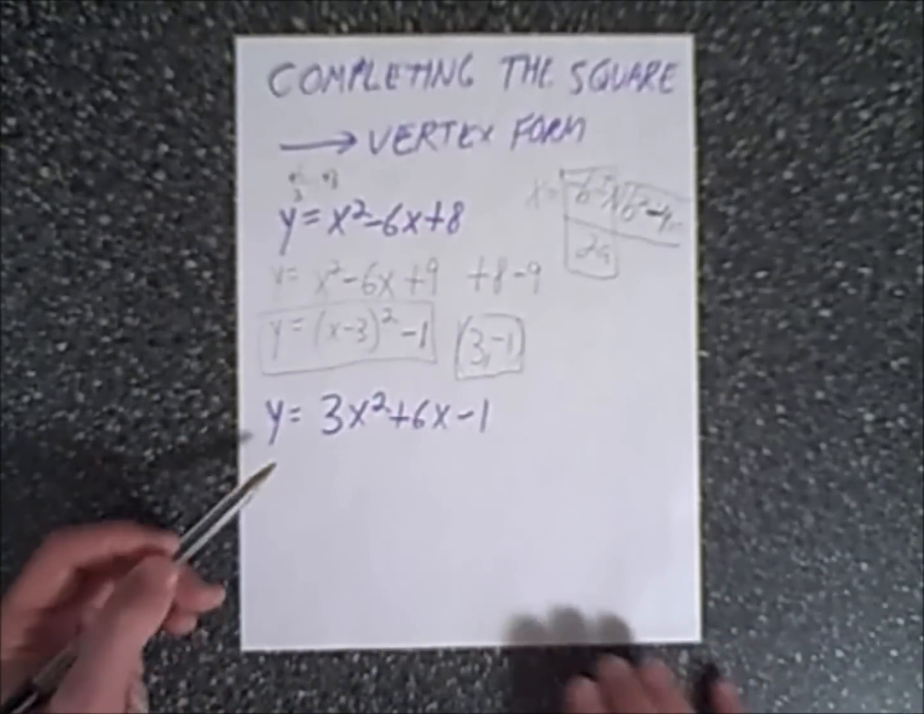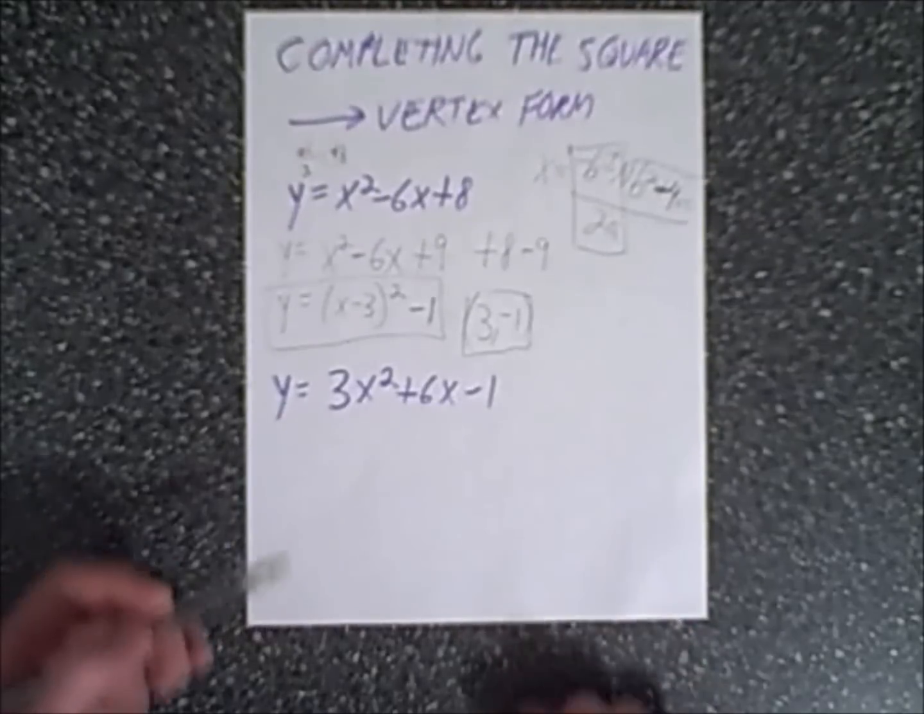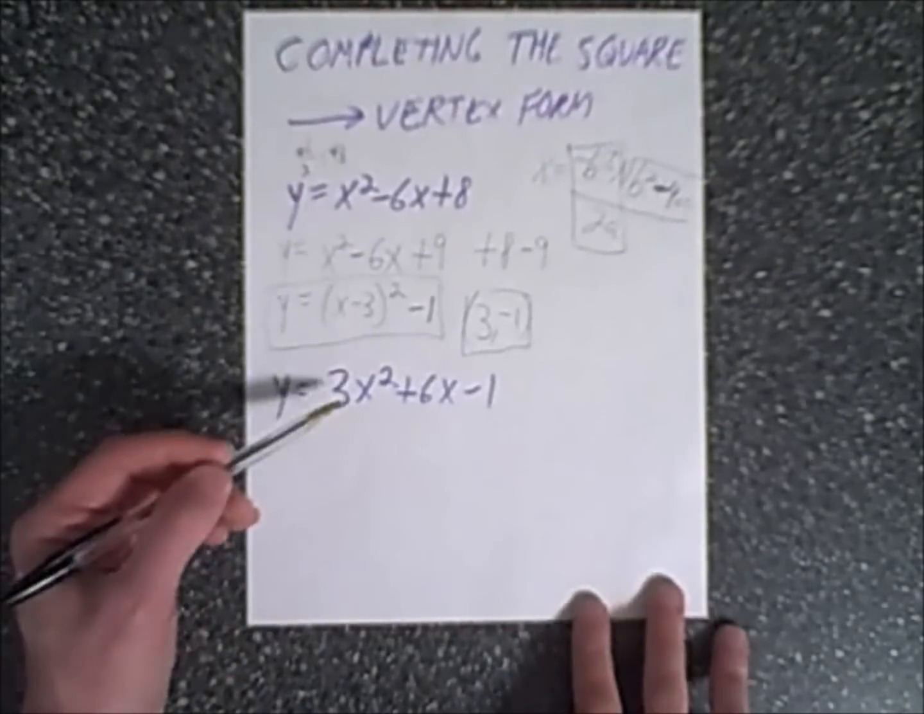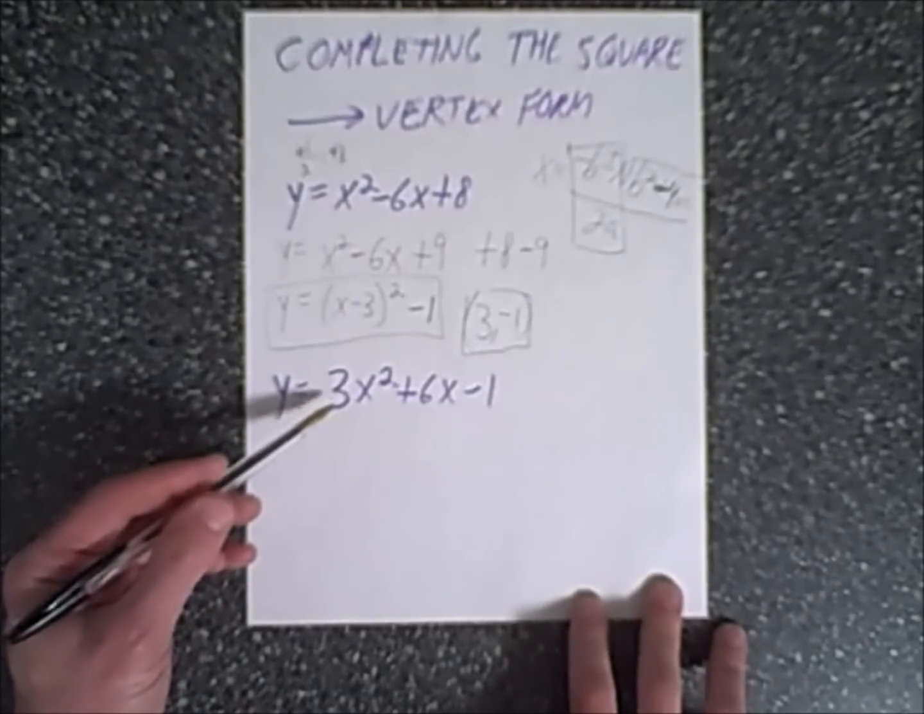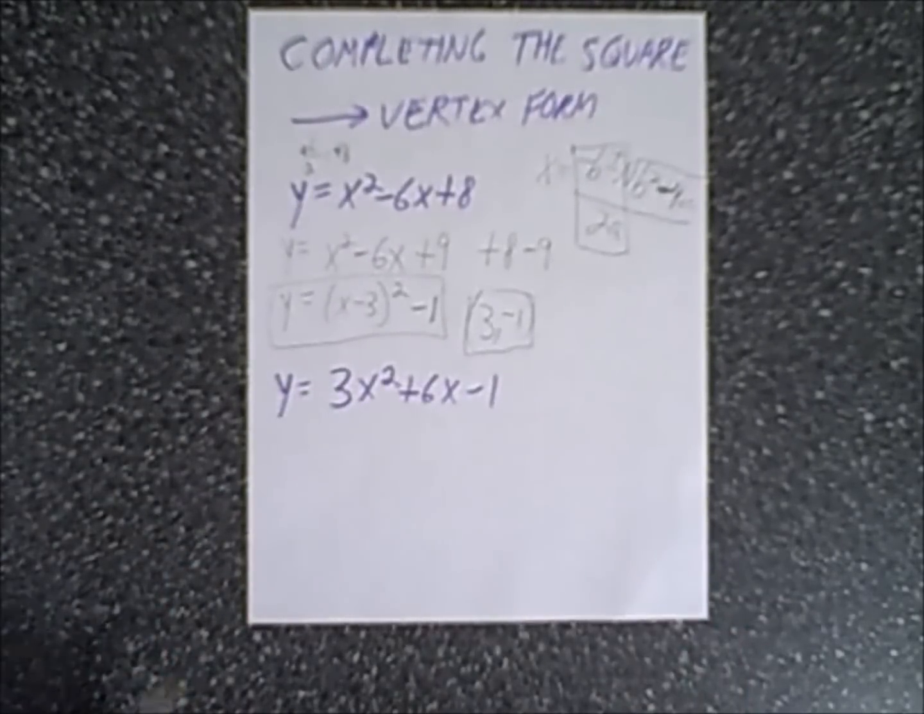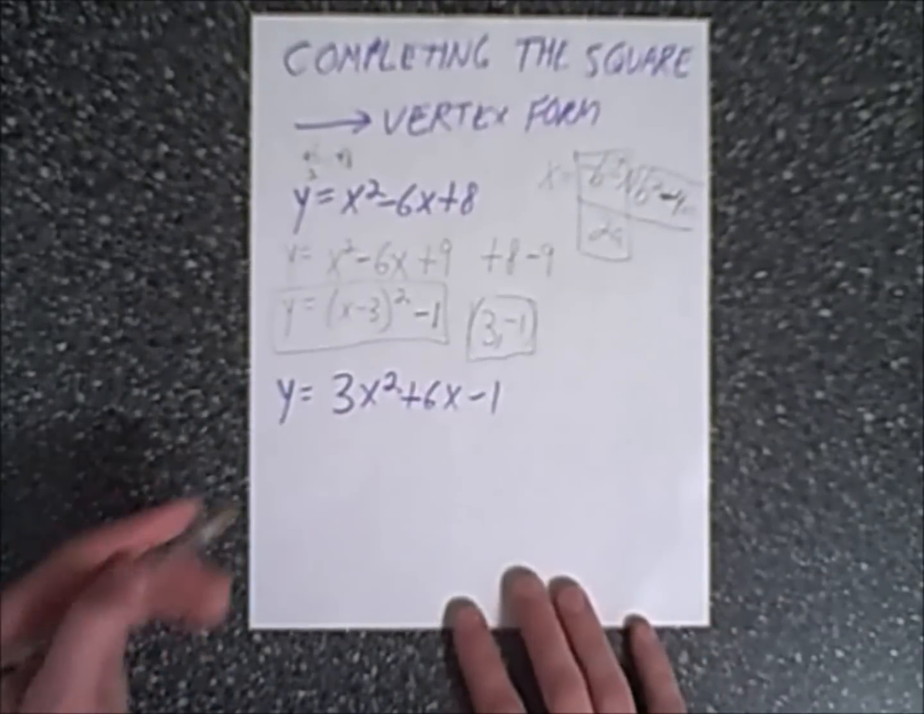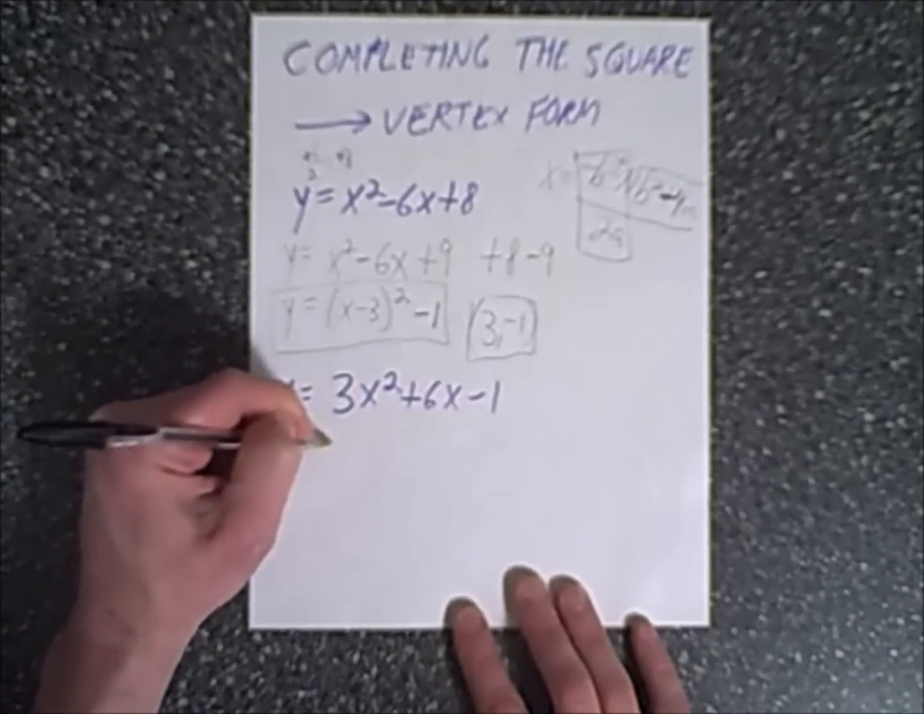Let's take a look at this next example. I wanted to show this one because if you notice, the coefficient of the first term is not 1, and so completing the square is a little bit different. So again, what I'm going to do is separate the x's.